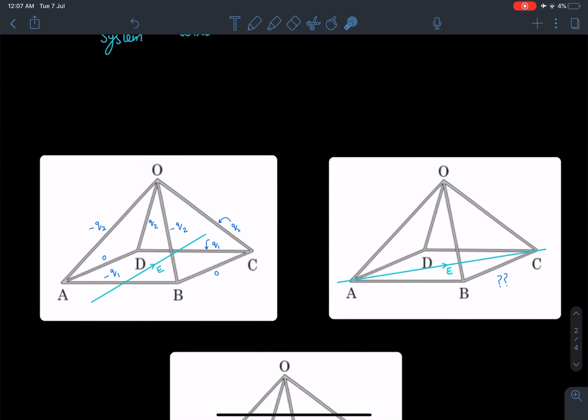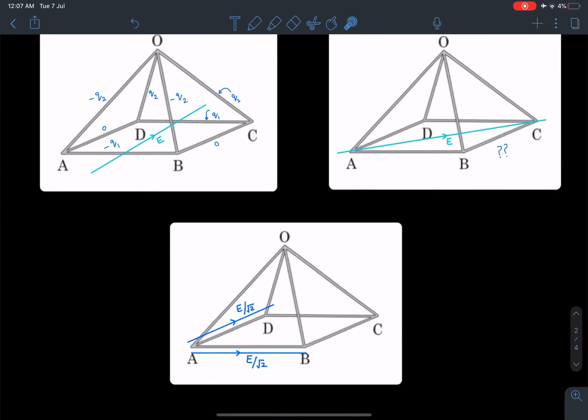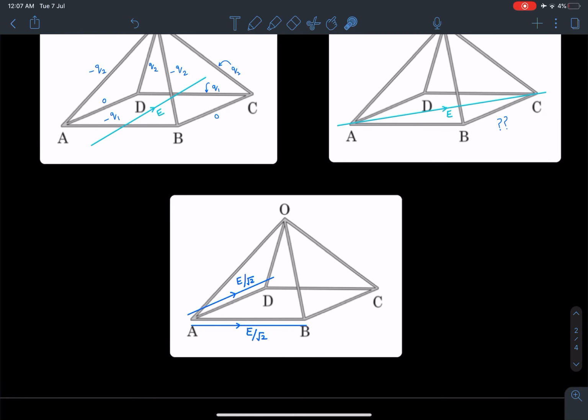So now let's see what we are going to do here. Now I'm going to resolve this electric field since it is a square. So easily you can see here this E component along AD is going to be E by root 2, and similarly along AB also it is going to be E by root 2 because that angle is 45.